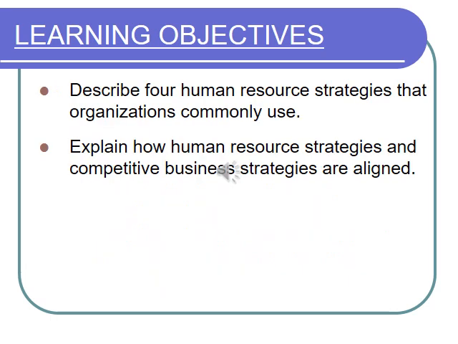Okay, we also expect you to understand the four human resource management strategies that we will introduce. And these strategies actually are very important, and they are very connected to the business or competitive strategies. And then they also recognize the HR orientation inside the organization. And then we will try to explain how human resource strategies and competitive business strategies are to be aligned.